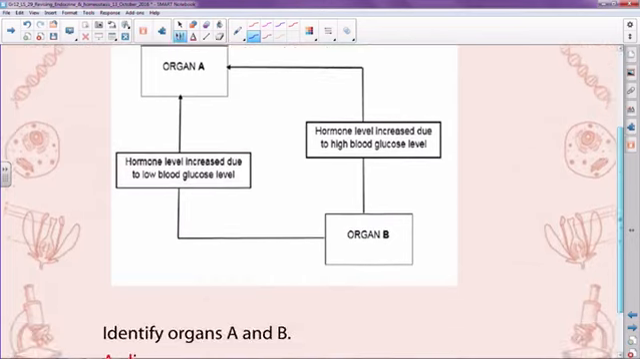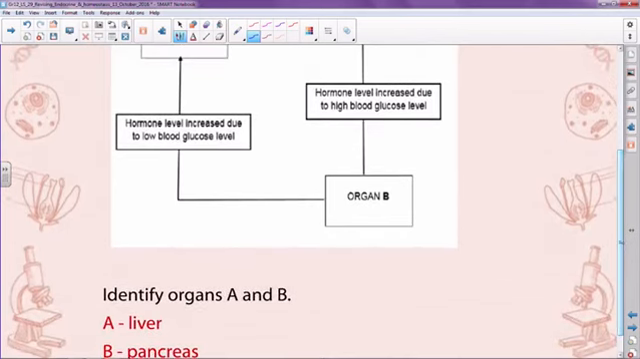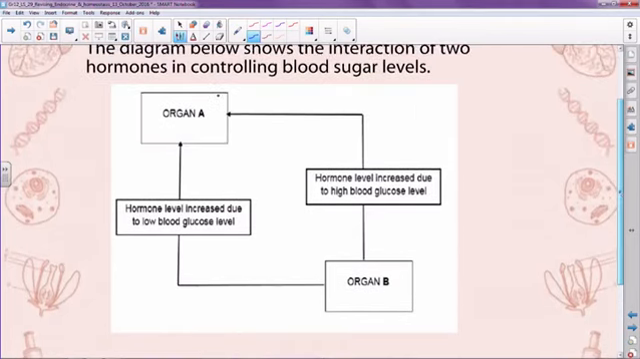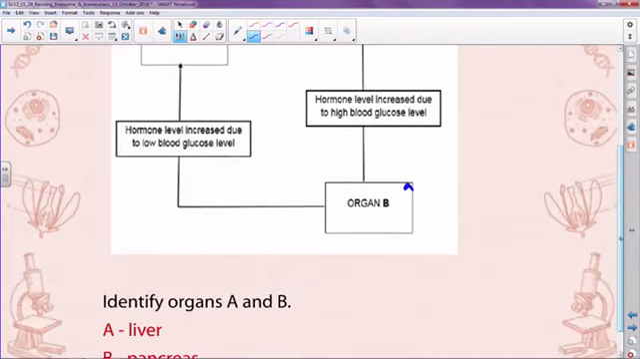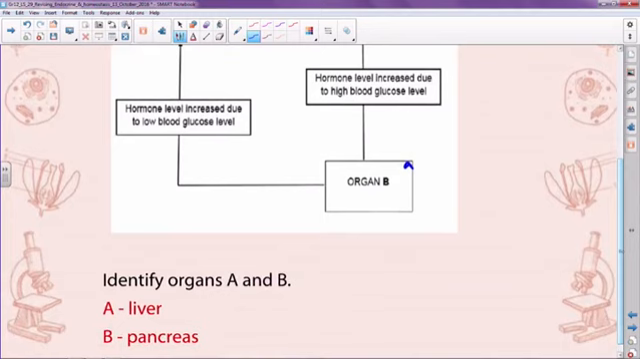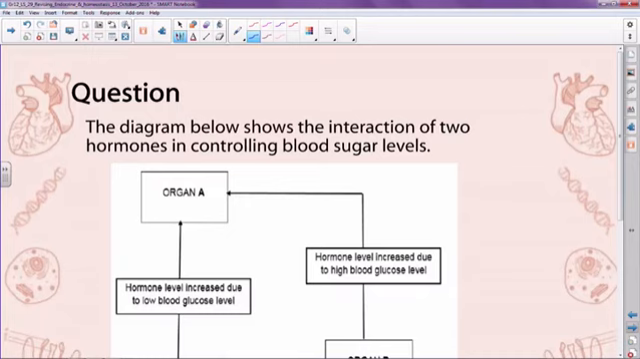If we have a look at it, the liver is A, and B is your pancreas. Remember, in your pancreas you're going to find two types of cells, alpha and beta cells, in the islets of Langerhans. Alpha cells make glucagon and beta cells make insulin. Remember that. Now let's go to the next question.